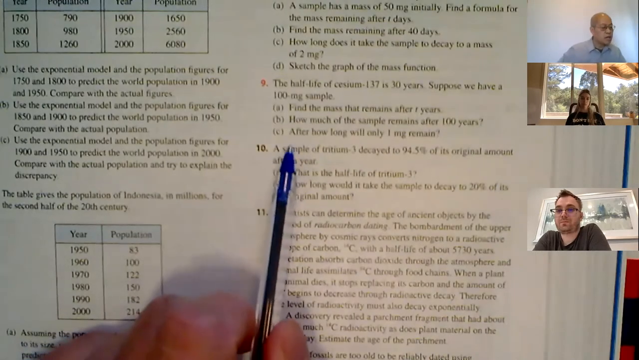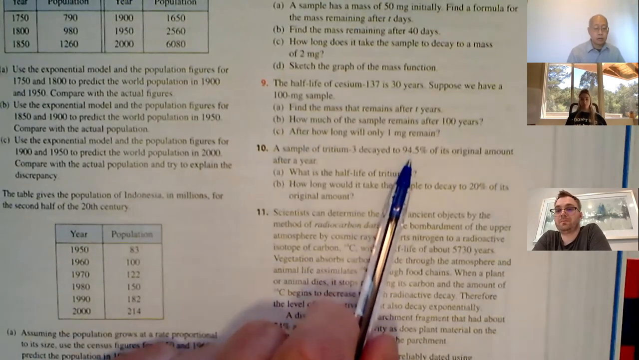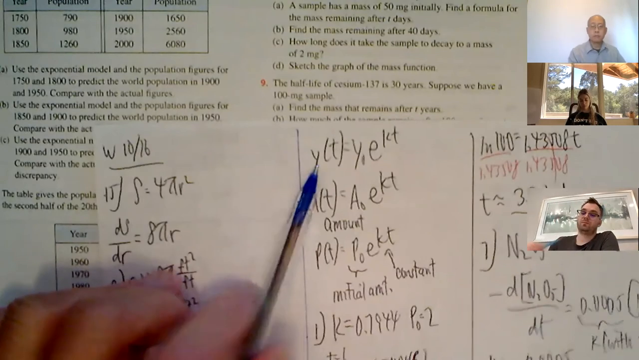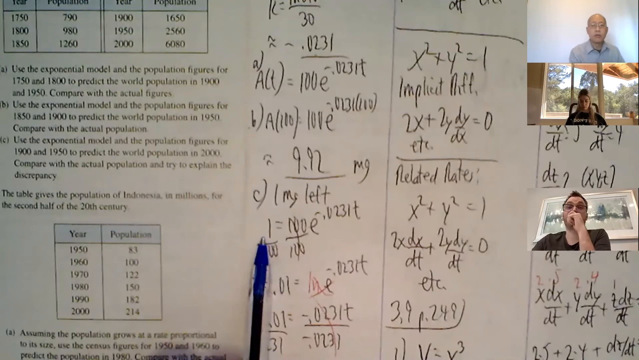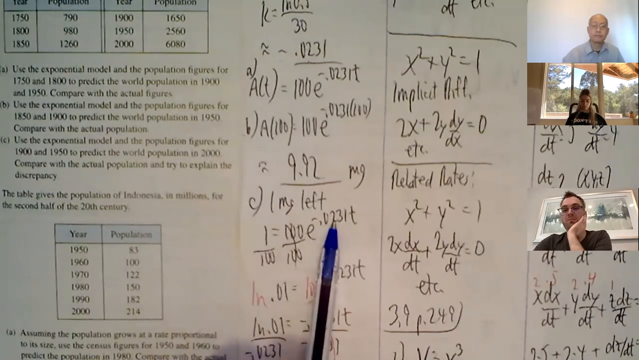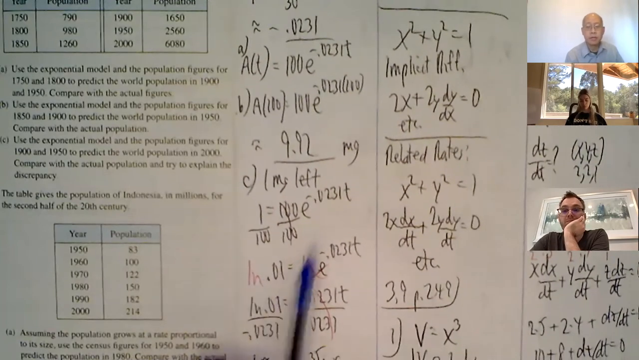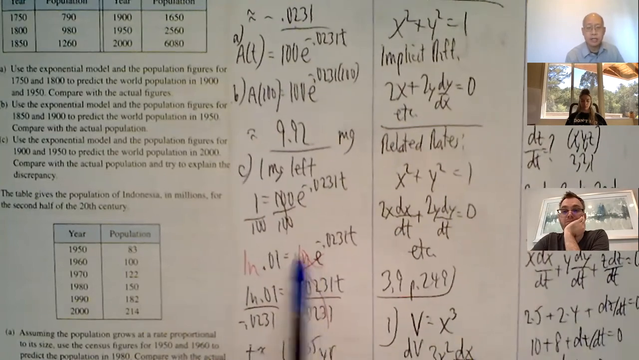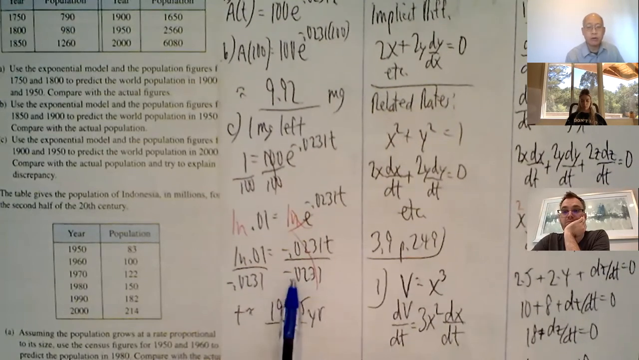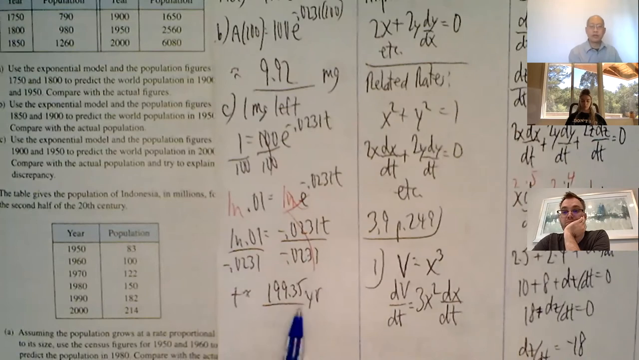Okay, then part C. After how long will only 1 milligram remain? The 1 milligram becomes the left-hand side, the y of t. So I plug in 1, 1 equals 100 e to the negative 0.0231t, solve for t. Divide by 100, 1 over 100 is 0.01. Take the natural log of both sides, ln, ln, this cancels out. Ln of 0.01 is negative 0.0231t, divide by negative 0.0231, both sides. Put it in a calculator, 199.35 years, almost 200 years.